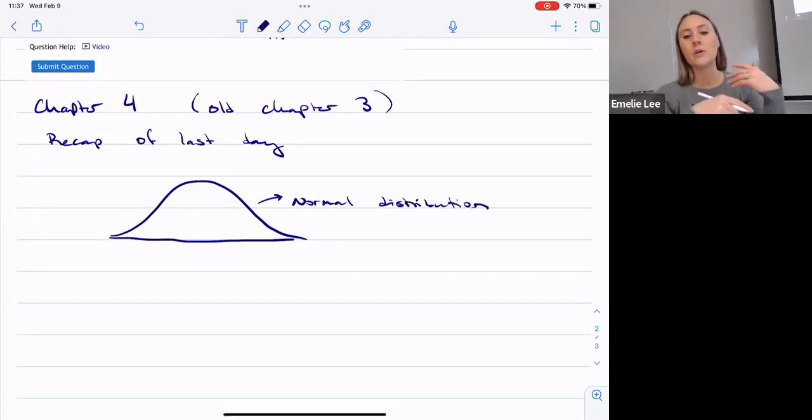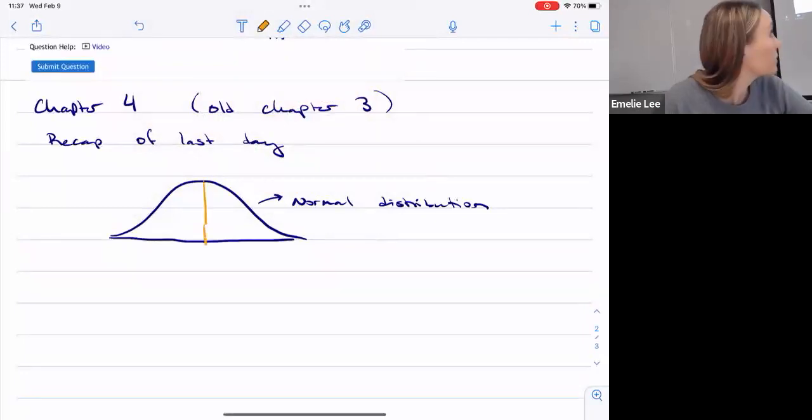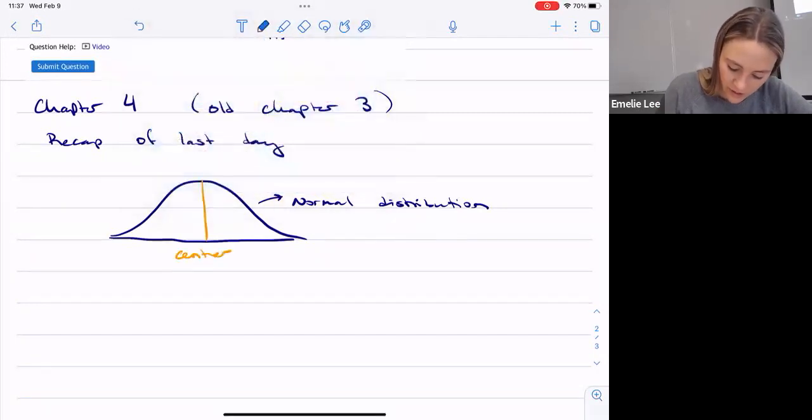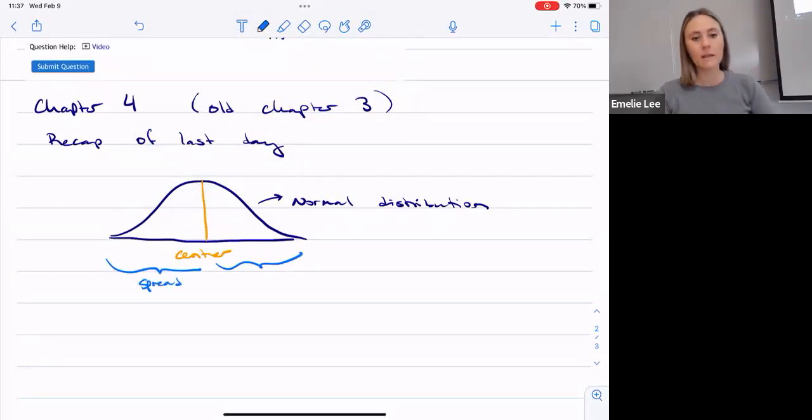And we can describe it fully by talking about the center and the spread. Right, so where is this thing centered? Oh, it caught me off guard when it wasn't drawing there. It's better. So the center, and then I'm going to show it like this as the spread.